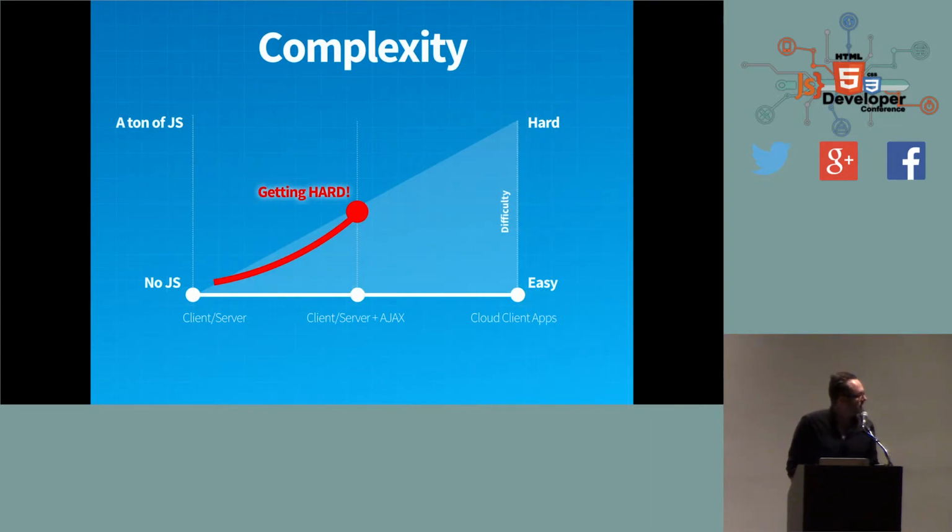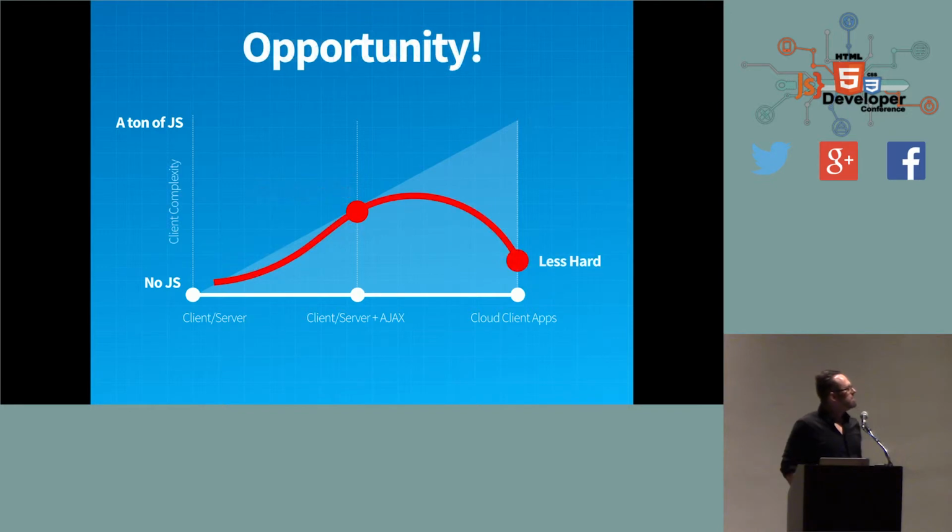So, from a complexity standpoint, if we've got no JavaScript down the bottom and then a ton of JavaScript up the top, and we're moving through this and getting more and more JavaScript, we go from easy to hard, and this is like Ajax kicks in, and this is like getting hard. There's lots of moving pieces all over the place. And you might expect that as we continue this progression, we're going to keep ratcheting up the difficulty level. But I propose that that's not going to be what happens if through clever architecture we can get smart, we can make this easier.